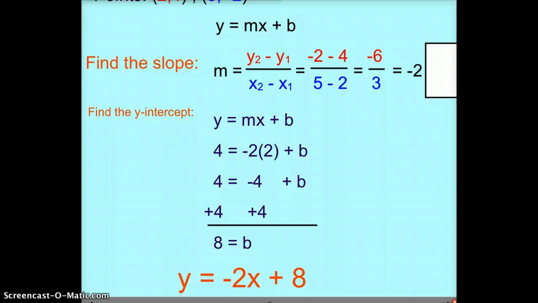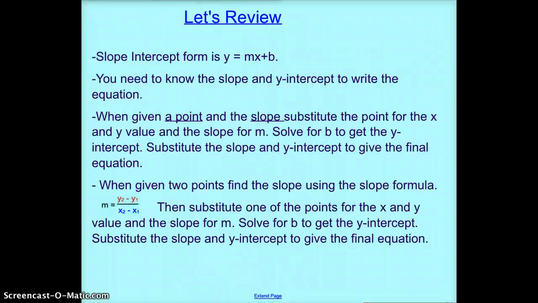So let's recap everything we did. Slope-intercept form is y equals mx plus b. You need to know the slope and y-intercept to write the equation. When you're given a point and the slope, substitute the point for the x and y value and the slope for m. Solve for b to get the y-intercept. Then substitute the slope and y-intercept into the equation to give the final equation.